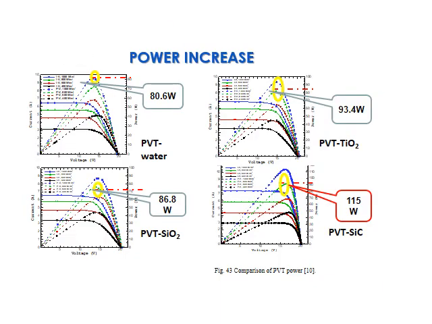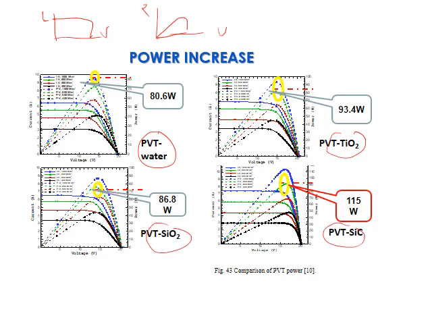Here, as you can see, IV characteristics. This is IV characteristics, IV, and this is PV. We sketch in this way. I put them here together. But see, when I use PVT water, PV with TiO nanoparticles or SiO nanoparticles or SiC, and we compare them for the same system, we can see for using water we got the maximum is 80.6 watt, while TiO gives me 93, while SiO gives me 86, and SiC gives me 115. You see, we improve the power.